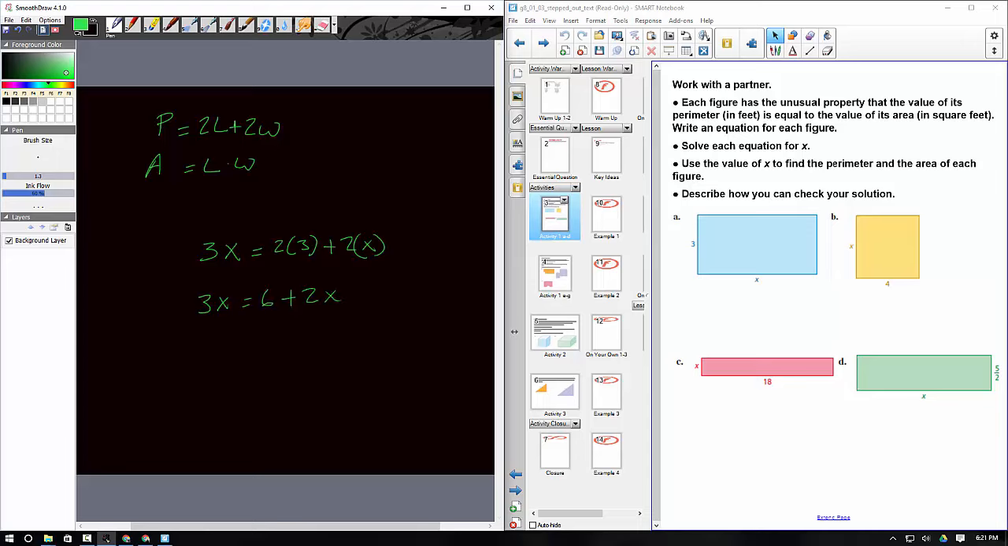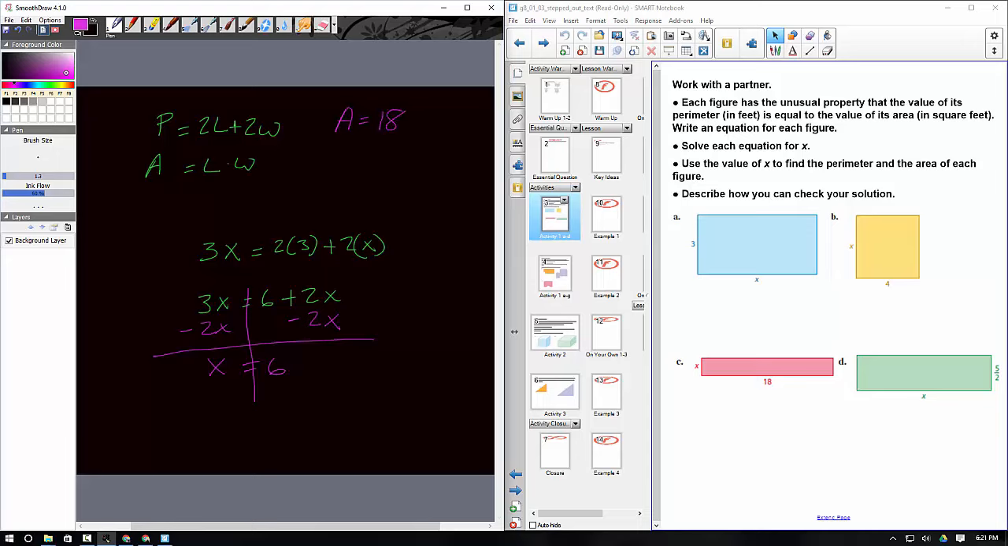And now I want to get the variable on the same side. So I'm doing kind of what I did before. It's just now I'm going to move the variable over. So I'm going to subtract 2x from both sides. Then I'll have x equals 6. And if I know x equals 6, I now know that 3 times 6 equals 18. So my area equals 18.